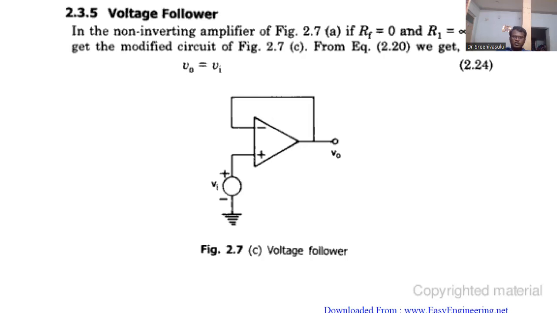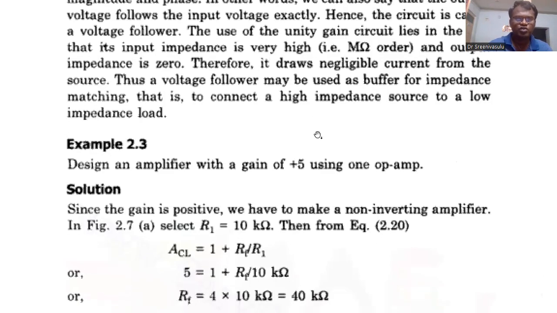Now, using the same formula, or simply the virtual ground concept, the difference between the non-inverting terminal and the inverting terminal must be 0. Already in the non-inverting terminal, the voltage is Vi. So the same voltage appears at the inverting terminal, which is connected to V0. So V0 is equal to Vi. Now the gain is 1 here. So usually it is used for buffer or impedance matching. It is the concept of the voltage follower.